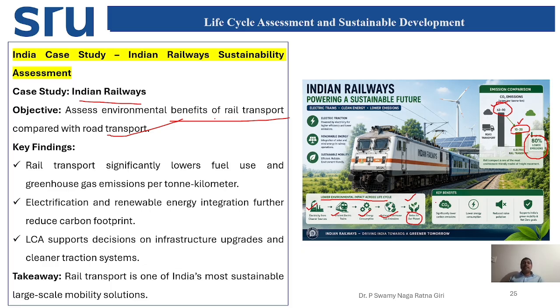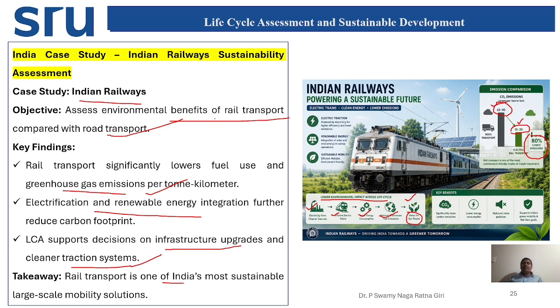Then the key benefits from these Indian Railway schemes were the reduction of greenhouse gas emissions per kilometer, and electrification with renewable integration for further reduction of carbon footprint. LCA supports whatever analysis they have done and incorporated. LCA is the background for all these things. Every industry will seek LCA analysis. They clearly analyzed how the Indian Railways is powering sustainability through electrification of the tracks, infrastructure upgradations, and cleaner track systems, all adopted with LCA support.